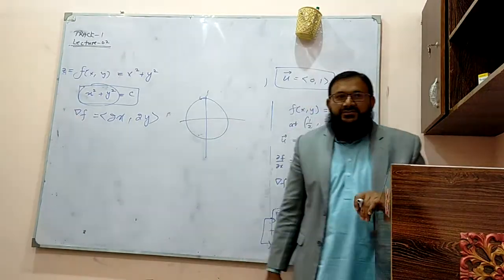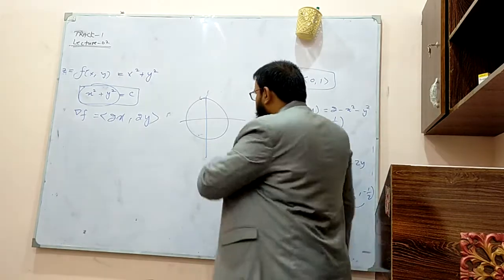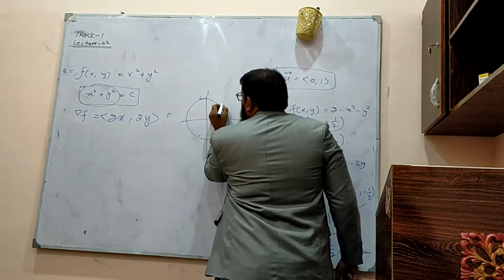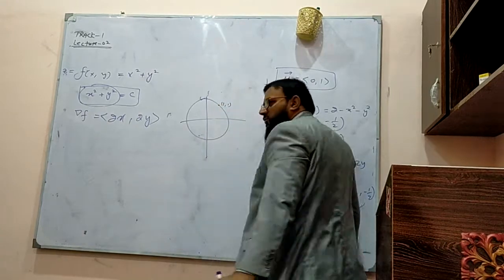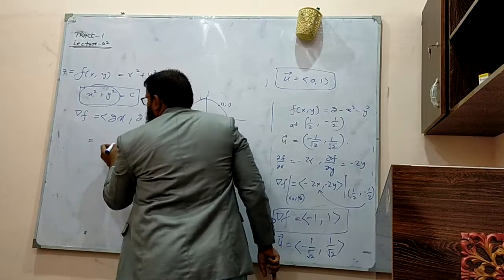Okay, this is del f. And I want to evaluate this del f at a single point. So let me take any point here. Let me claim this value to be (1, 1). Put here (1, 1). What's going to be the result? (2, 2).